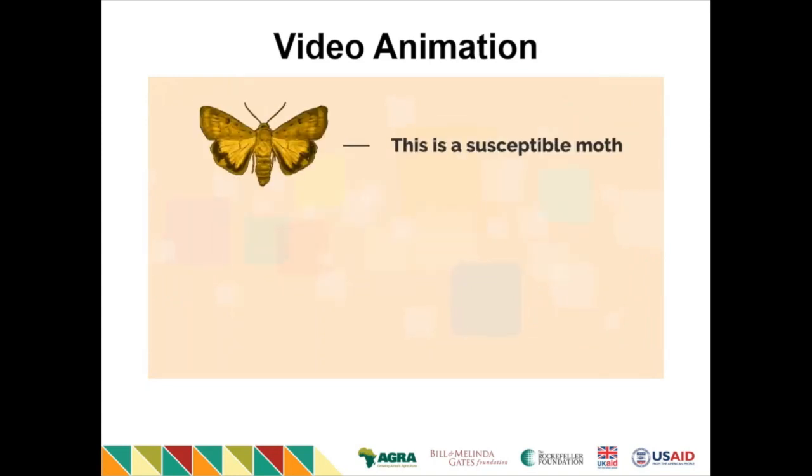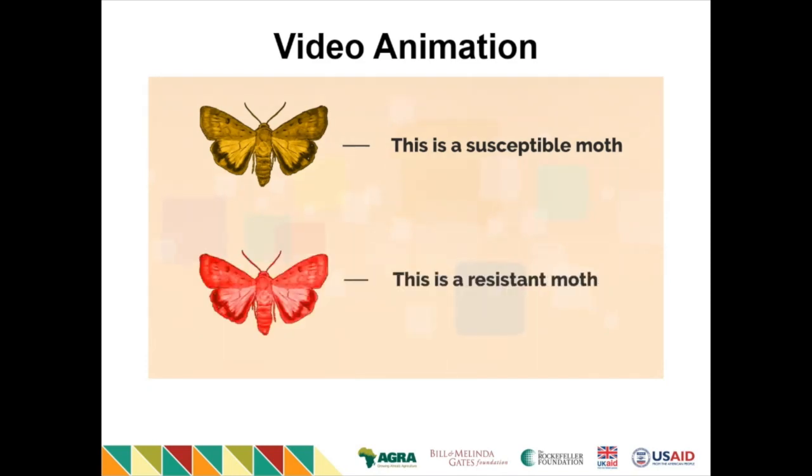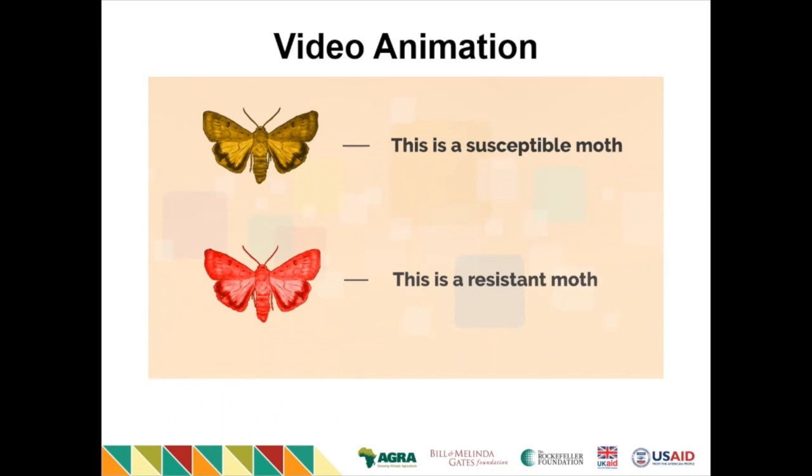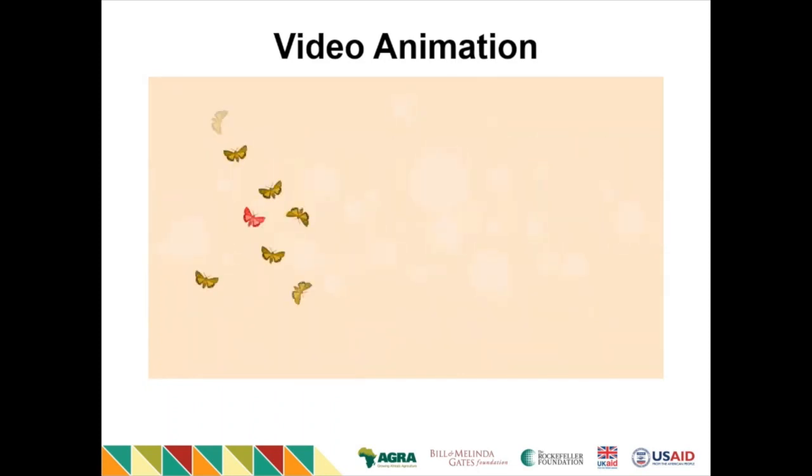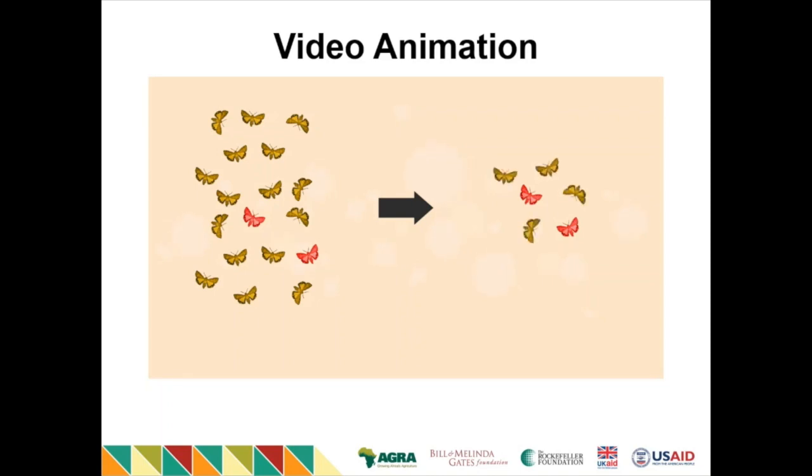Let's take a look at this example. This is a susceptible moth that can be killed by a dose of 1 unit, and this is a resistant moth that can only be killed by a dose of 100 units. In any insect population, there will always be a few individuals that are naturally resistant to the insecticide. When spraying this population, these few resistant individuals will survive because no insecticide spray is always 100% effective. On the susceptible individuals, some of these will also survive.